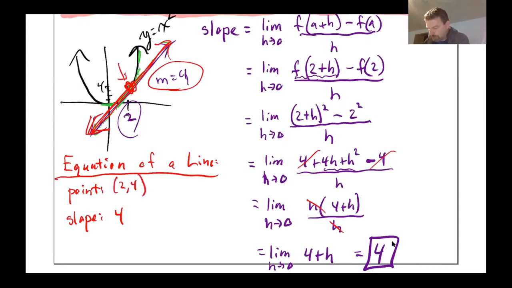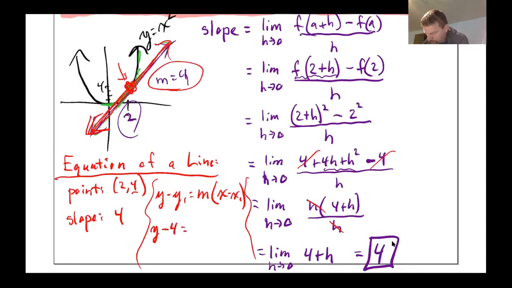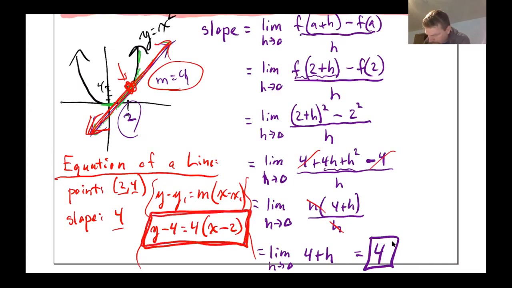So then I just use my equation. I know the point-slope form of a line is y minus y sub 1 equals the slope times x minus x sub 1. That's the equation for a line. So just plug in your points. In this case, y minus the y coordinate of 4 equals the slope, which is 4, times x minus the x coordinate of 2. You could solve for y and get y by itself if you want, but why bother? That is a perfectly legitimate form of a line. That is the equation of my tangent line.